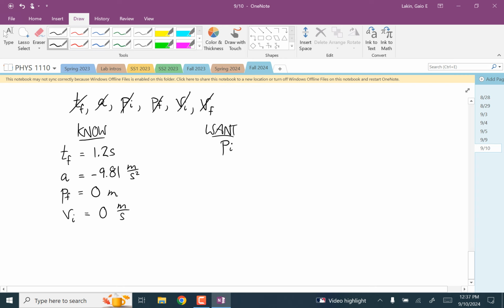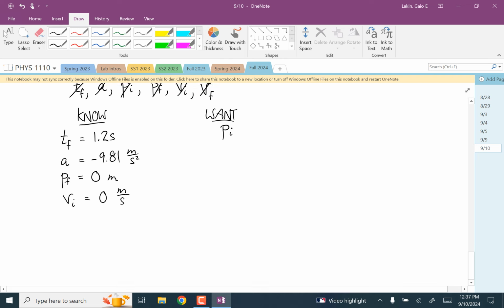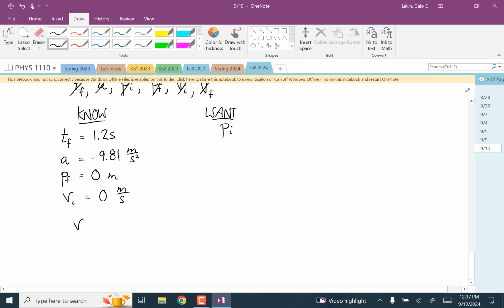So there we go. And now we have to go through the 3 constant acceleration equations and try to find one that has PI in it and everything else in it is known. So let's just think about them one by one. Here's the first equation. Vf is equal to Vi plus ATF. Does it have PI in it? No, so right away we know we can't use that.